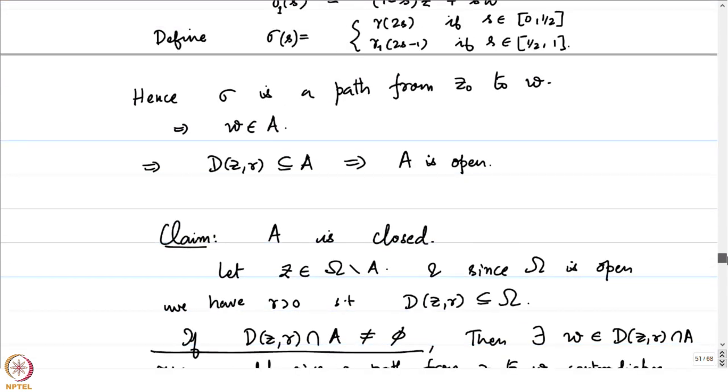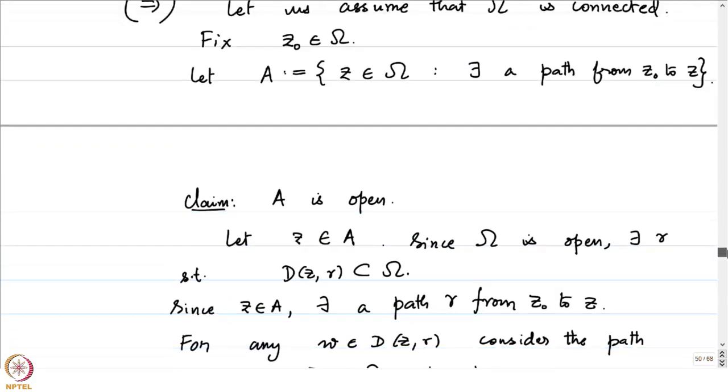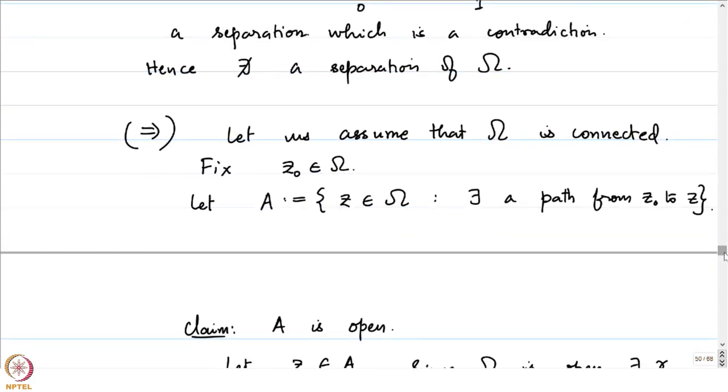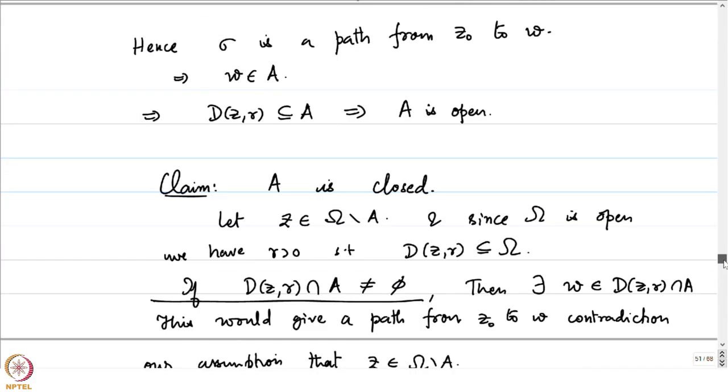Remember that we have used the fact that omega is open when we proved the forward direction. We first proved the backward direction and then we proved this forward direction. In the forward direction, we have indeed used the fact that omega is open in the proof. So we have now a characterization of connected open sets in the complex plane as being those open sets such that any two points can be connected by a path.